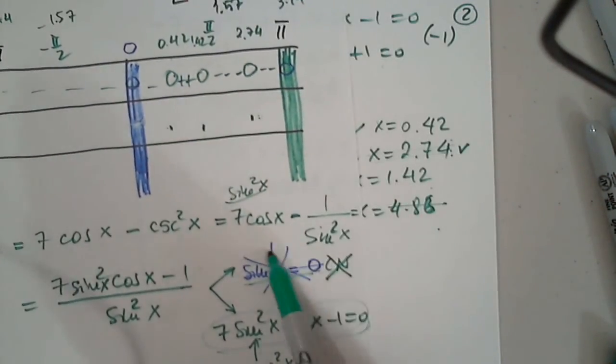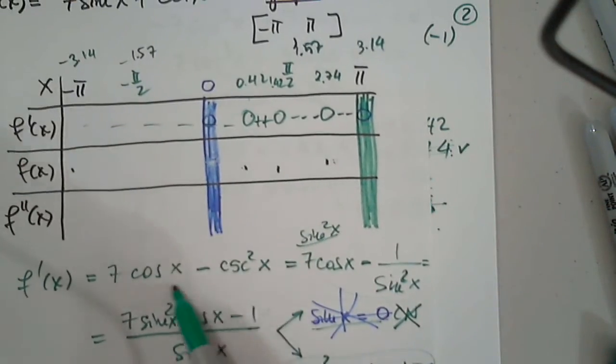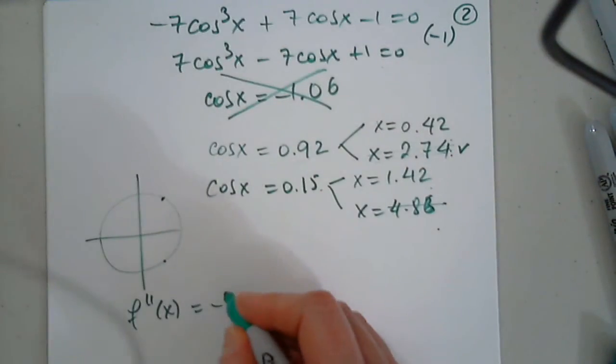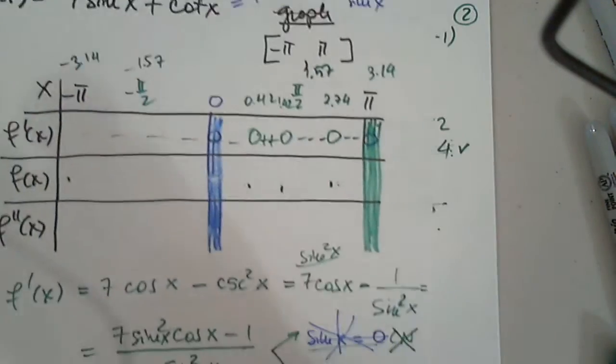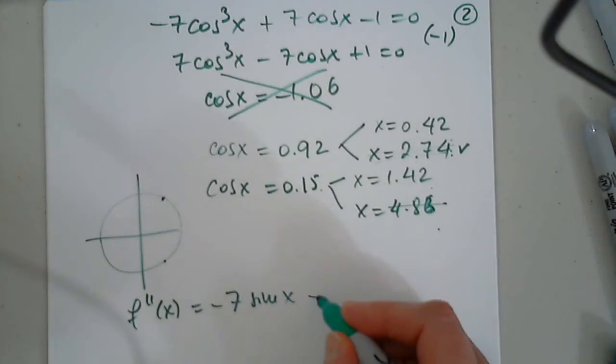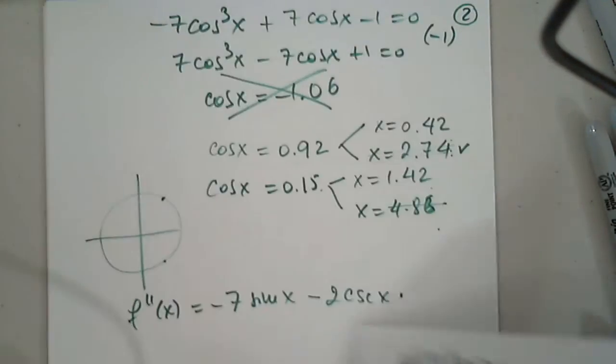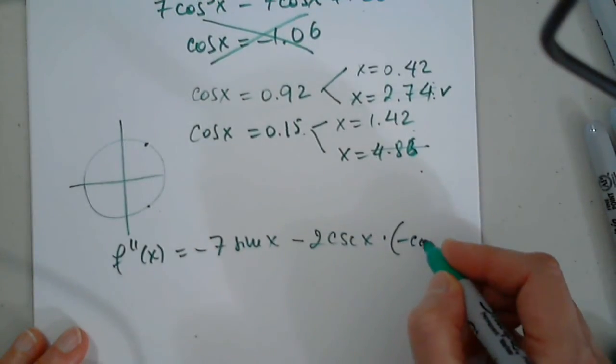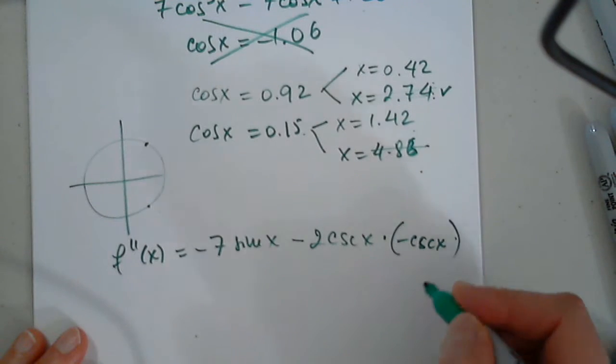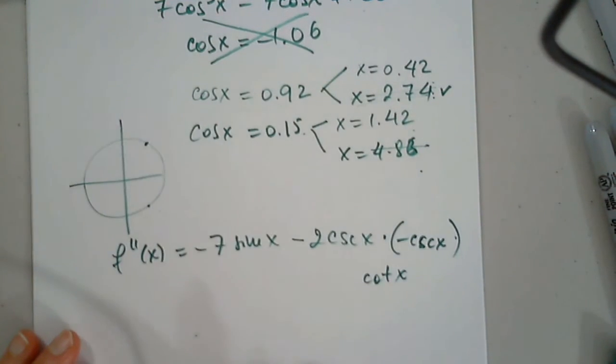So this is my first derivative. So I have negative 7 sine x, and now I have to differentiate negative 2 cosecant x, and cosecant prime is negative cosecant x times cotangent x.